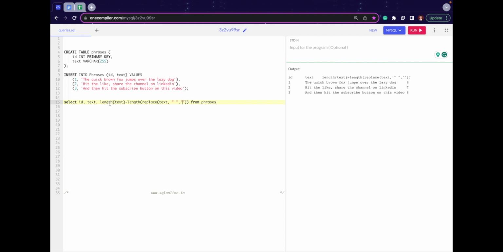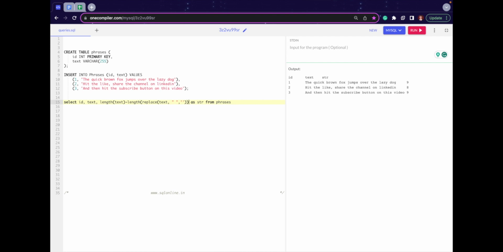So this is the total length of the string with spaces and the total length of the string without spaces. I'll give this an alias. So each of these phrases has 8 spaces, but we need the total number of words, so I would have to add 1 to this. Alright, this is the number of words in a sentence. But what is the initial question that we had? Count the number of occurrences of the word "the" in the sentence.